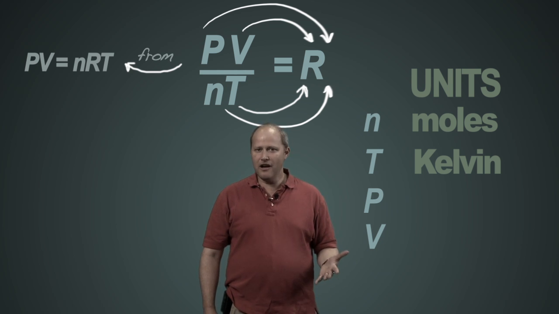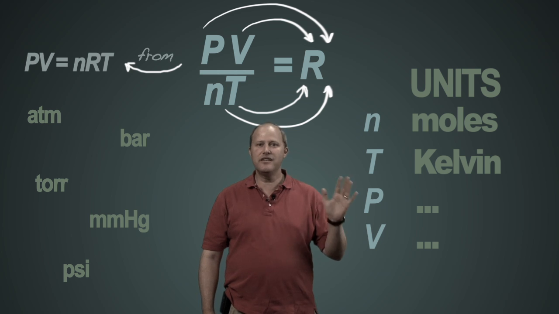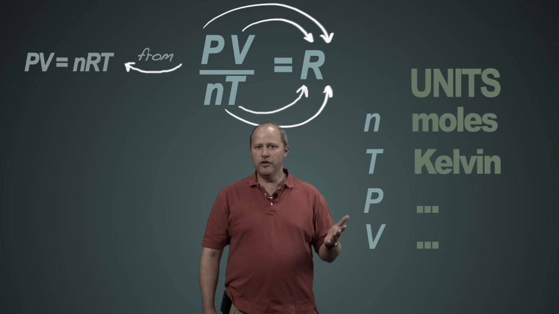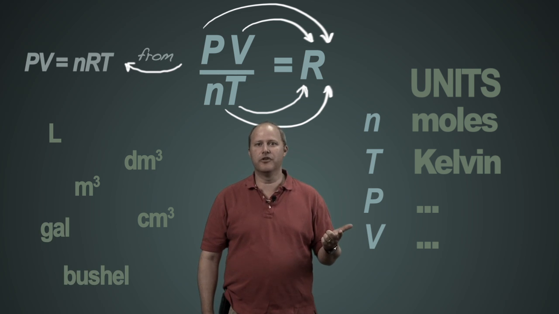But no one can decide what the units for pressure should be or the units of volume should be. And so as a result, for pressures, we have atmospheres, we have bars, we have torr, we have millimeters of mercury, we have pounds per square inch, we have other crazy ones that we can dream up. Volume, almost always in liters, but it could be in cubic decimeters, cubic meters, cubic centimeters, could also be in gallons or bushels or other absurd units.